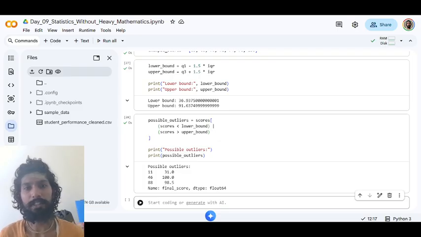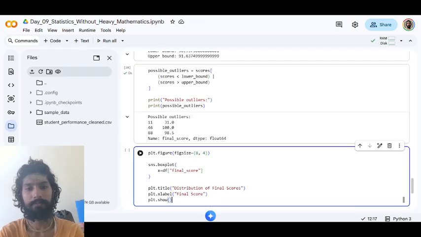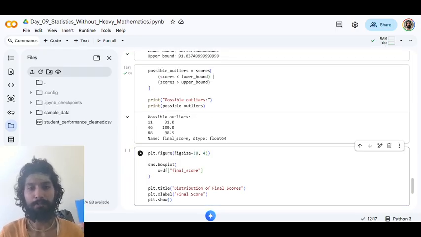A box plot gives us a visual summary of center, spread, and possible outliers. Let us create one. Before running the cell, predict what you expect to see. You should see a box containing the middle part of the data, a line inside the box representing the median, lines extending outwards, and possibly separate points representing potential outliers. Now run the cell.